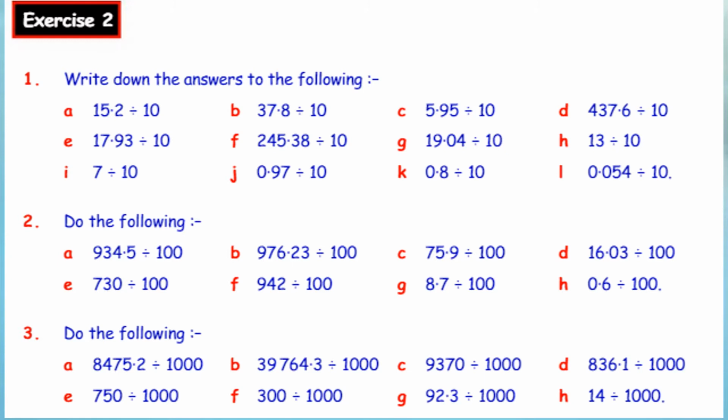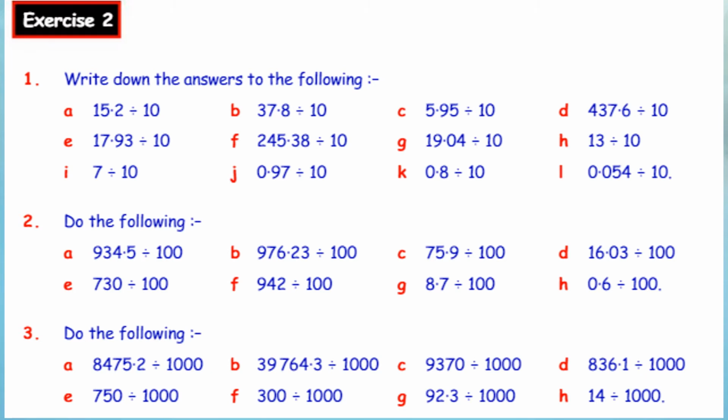2A, dividing by 100, so that's 2 numbers jumping over the decimal point, so it becomes 9.345. And H, we're moving 2 to the right, which means we have to introduce 2 zeros, so it becomes 0.006. Those 2 zeros came from the zeros in the 100. Okay?